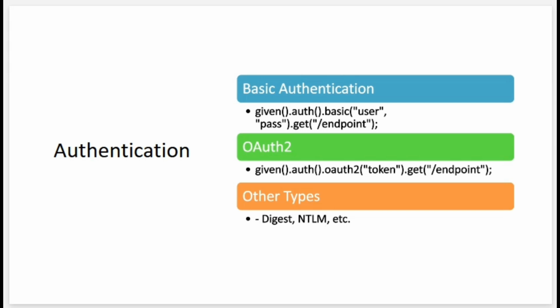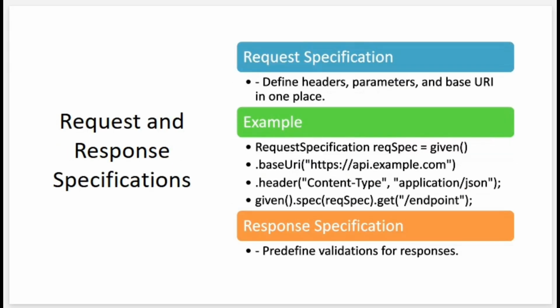The benefit of REST Assured is that it is very easy to understand and very easy to implement. And we have a bunch of request and response specifications inside REST Assured. We can define the parameters, the headers, and also the base URL in one place, and that comes under request specification. I have given some examples here, like request specification. You can use it, or if you don't want to use it, that is also fine.